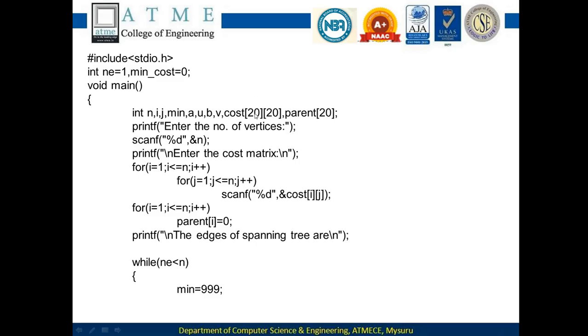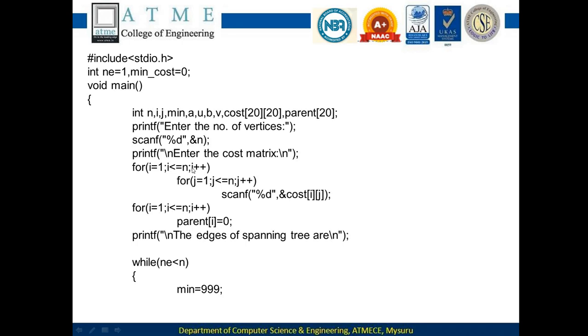And then cost[20][20] is a two-dimensional array which can store a maximum of 20 cross 20 matrix elements of a graph. And then parent[20], which stores the parent vertex value. Now using printf we ask the user to enter the number of vertices. Then using scanf we store the number of vertices in the variable n, and we ask the user to enter the cost matrix. Since it is a two-dimensional array, two for loops have been used, one using the variable i, another using the variable j.